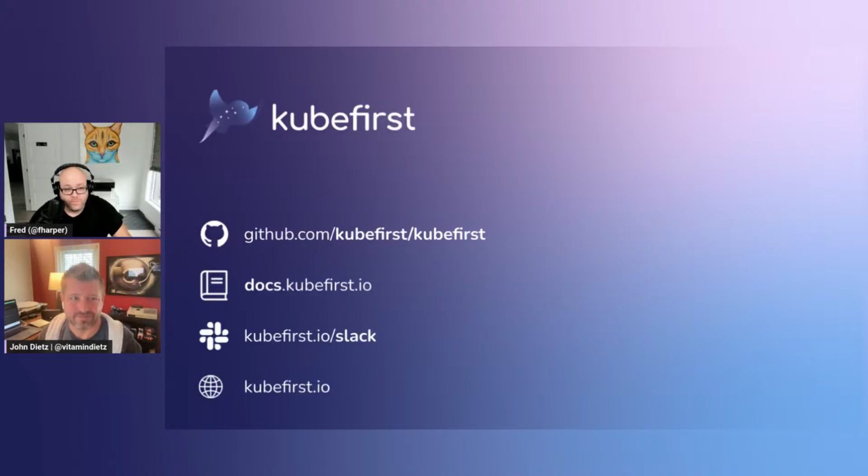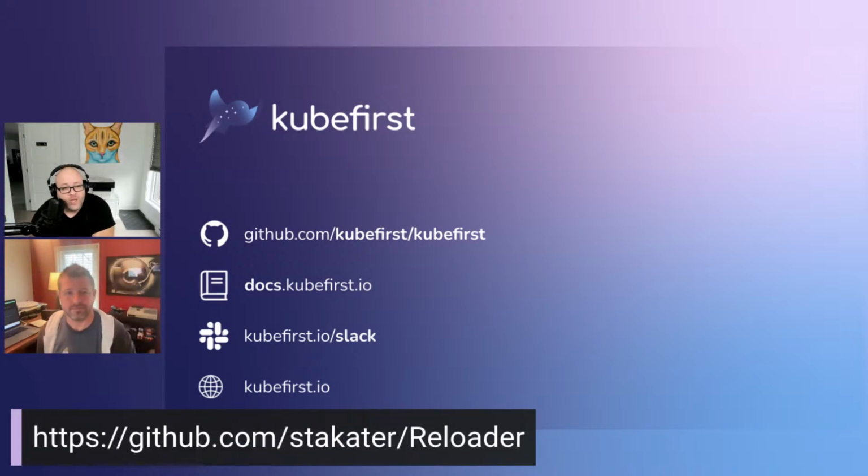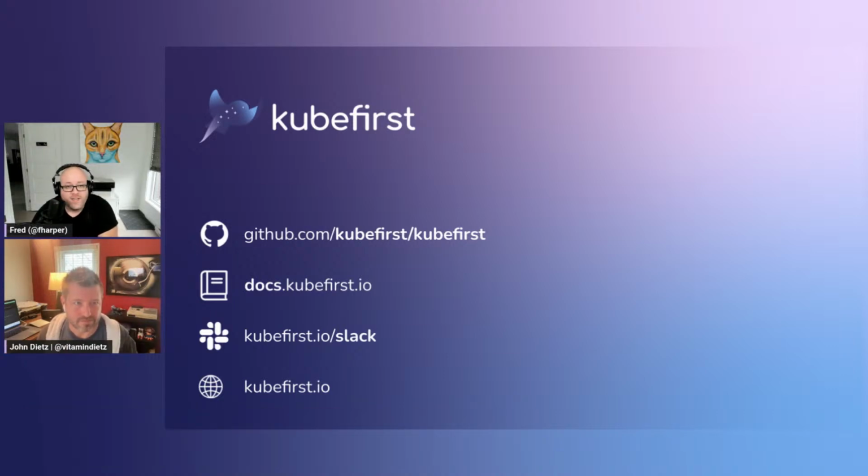And on that note, if you want to try Reloader by yourself, it's easy to do so. You can go to github.com/stakater/Reloader. It's open source. If you don't want to try it yourself but still want to see how it works, go to github.com/kubefirst and try it with Kubefirst. As I said, we support K3d, so you can try it locally. If you have any other question about Reloader or Kubefirst, join our Slack community. This is where the magic happens, and where we're going to be able to help you. It's the perfect place to get in touch with us.